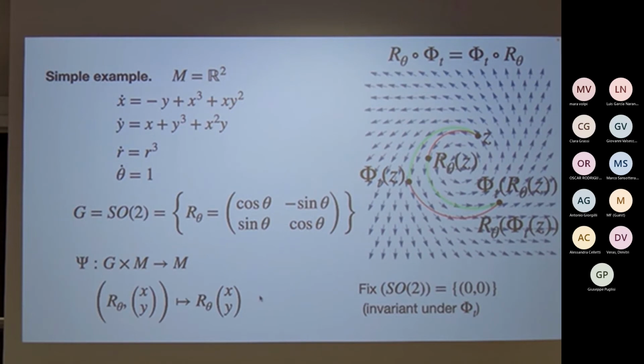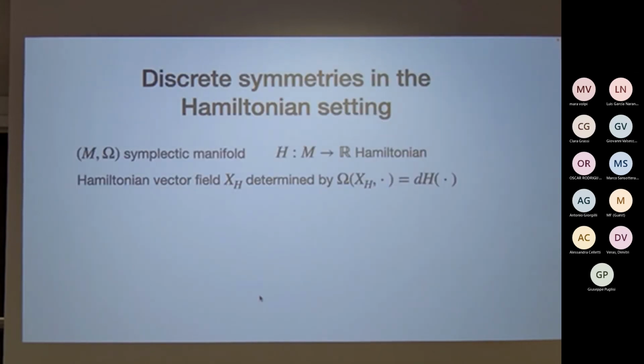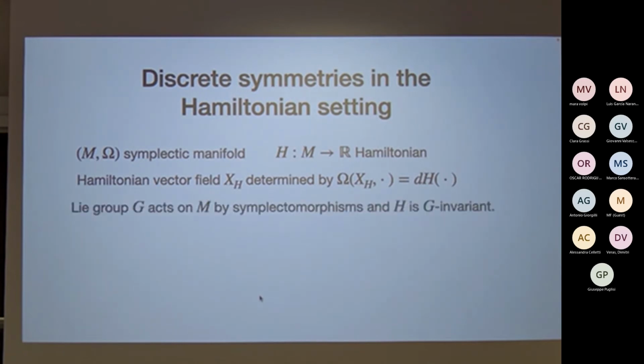Now, this all works very well in the context of Hamiltonian systems. If you have a symplectic manifold and you have a Hamiltonian, then this determines a Hamiltonian vector field in the usual way. Now imagine that you have a group acting on your manifold, which leaves the Hamiltonian and the symplectic form invariant. So the action is by symplectomorphisms. Then, as a consequence, the Hamiltonian vector field that you get is equivariant.